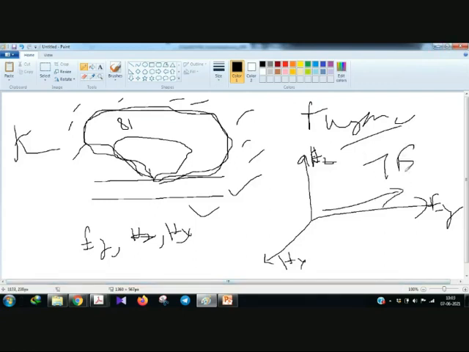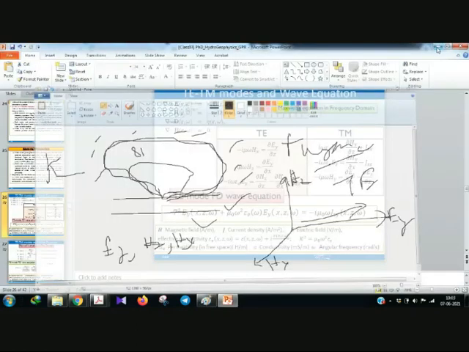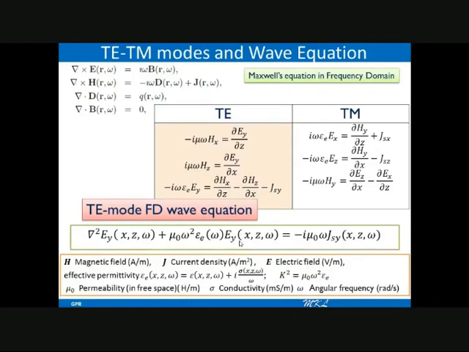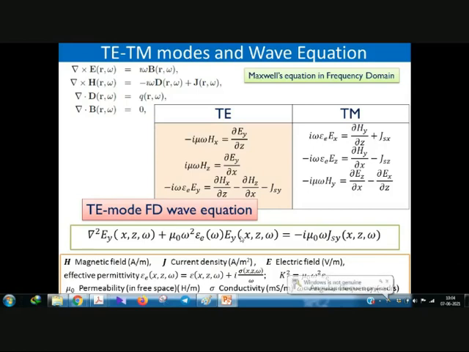Similarly, for the TM mode, it will be Hx or Hy. By seeing these two equations, it can be written as del square Ey. That's the wave equation: del square Ey equals minus mu 0 omega square epsilon Ey. Epsilon is the effective permittivity. For simplicity, you can consider the permittivity as complex, epsilon minus i sigma over omega, since I'm not considering any magnetic losses. So that's the governing equation of the mode, and this is the governing equation of the GPR signal in the frequency domain.